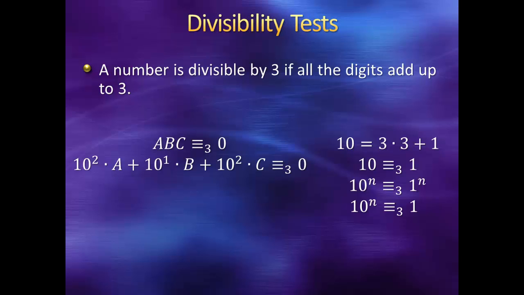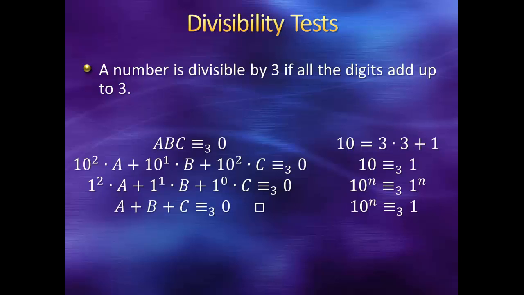This means that if our number 10 squared times a plus 10 to the 1 times b plus 10 to the 0 times c is congruent to 0 mod 3, then 1 times a plus 1 times b plus 1 times c should also be congruent to 0 mod 3. Thus, the sum of the digits a plus b plus c should be a multiple of 3 as well. This same argument can be extended to any number of digits.